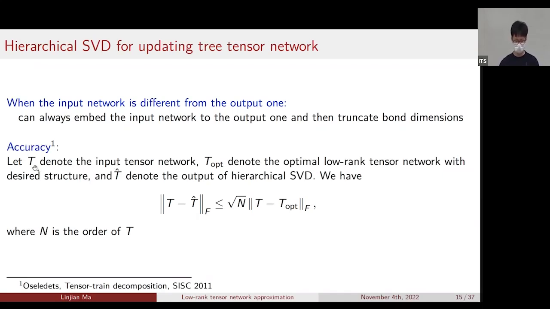Basically, let T denote the input tensor network and T opt denote the optimal low rank tensor network we can get in terms of the error. And let T hat be the output of this algorithm. Then the error we get using this hierarchical SVD will be bounded by the square root of the tensor order times the optimal error. So when the optimal error is small, this algorithm also outputs something pretty accurate. But for general graphs, we don't have this bound. So this algorithm may not be suitable for general graphs.